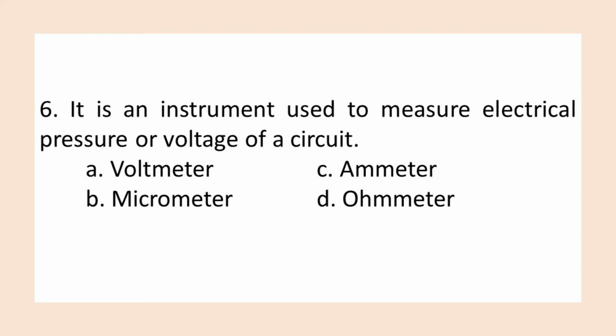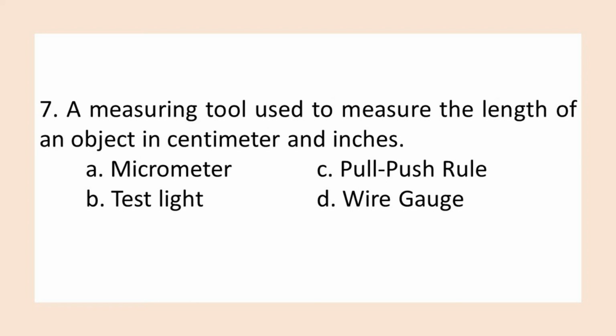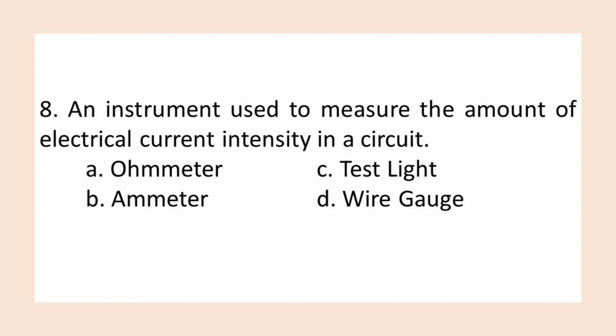Is it letter A. Voltmeter, letter B. Micrometer, letter C. Ammeter, or letter D. Ohmmeter? Number 7. A measuring tool used to measure the length of an object in centimeter and inches. Letter A. Micrometer, letter B. Test light, letter C. Pull-push rule, or letter D. Wire gauge? Number 8. An instrument used to measure the amount of electrical current intensity in a circuit.